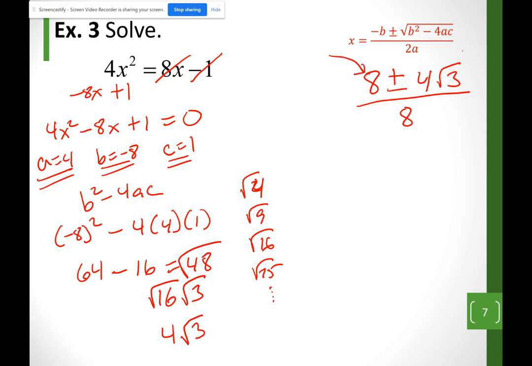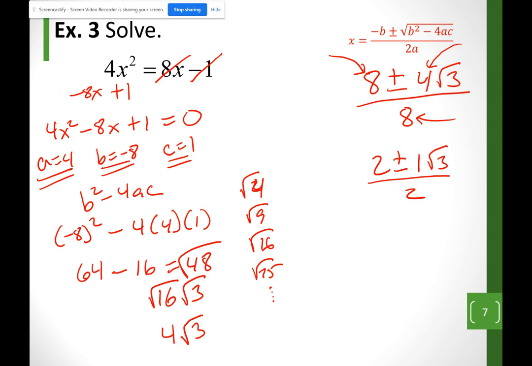I see my whole numbers. There's an 8, there's a 4, there's an 8. I must divide all of them by the same number. So in this case, I'm going to divide everything by 4. So I get 2 plus or minus 1 radical 3 over 2. Right? I divided each of my whole numbers by 4. That's what gave me 2 plus or minus 1 radical 3 over 2.